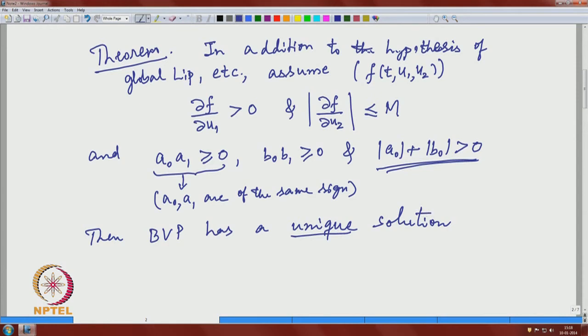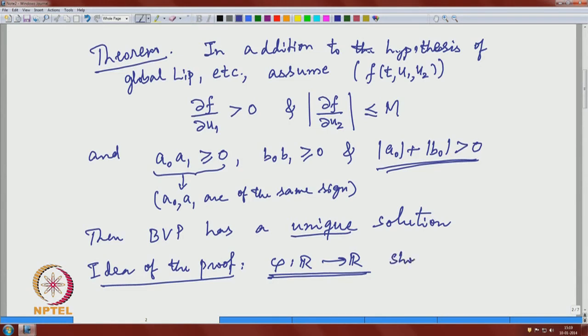Okay. So, we will prove this theorem because it is quite interesting, a bit technical, but it uses only one dimensional calculus. So, the idea of the proof is, let me just state that idea of the proof. So, look at this phi again from R to R, okay, and show that phi has a unique root s star, that is phi(s star) is 0, and there is no other s for which phi vanishes.